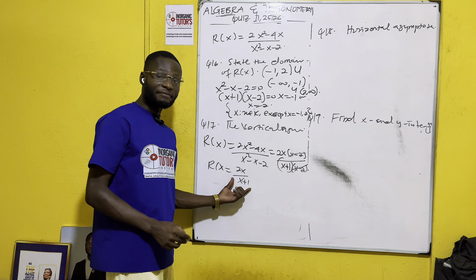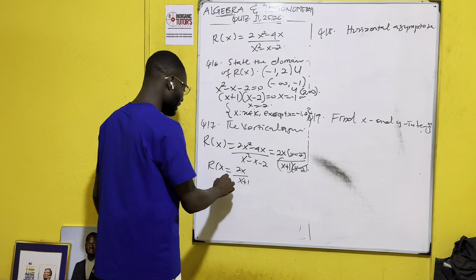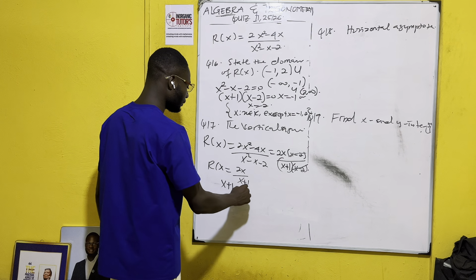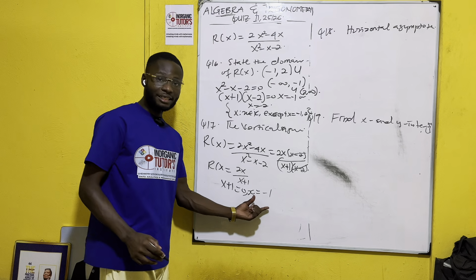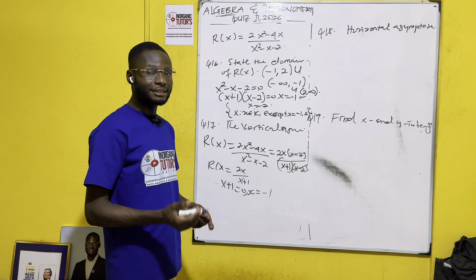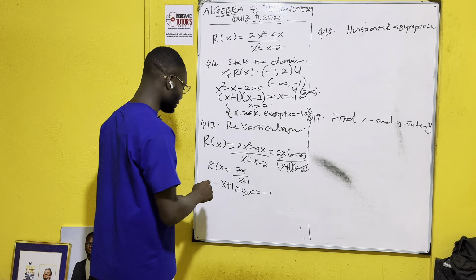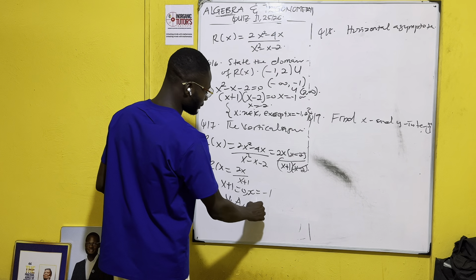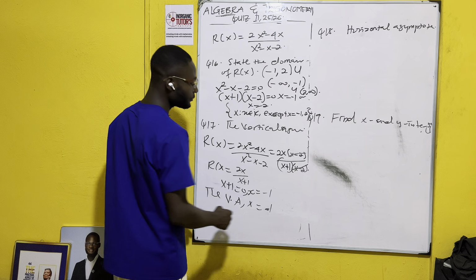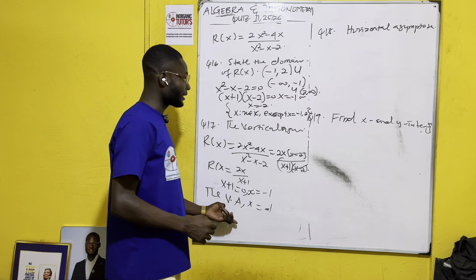So now the vertical asymptote becomes x plus 1 equals 0. So we have x equals -1. So the vertical asymptote is at the point x equals -1. So that is the vertical asymptote, x equals -1. So that is it for question number 17.